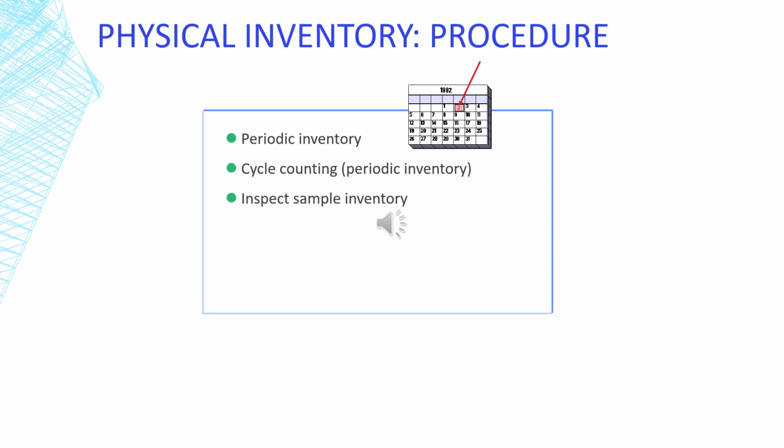Now, physical inventory counting procedure. In inventory management we have three physical inventory counting procedures. Either we can do periodic inventory, cycle counting, or a periodic inventory check that inspects a small sample of inventory. That kind of scenario we can cover in physical inventory management.